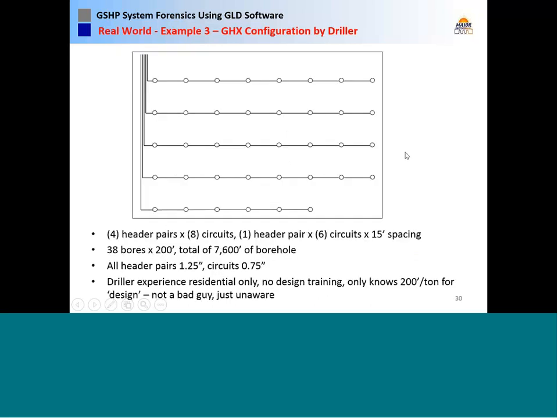We also looked at the loop field layout by the driller who had designed this with 200 feet per ton, and we had 4 header pairs with 8 circuits and 1 header pair with 6 circuits. We didn't like that. Things were not balanced very well. The driller's experience was with residential only, so he had no design training for commercial. He just was not aware of what he needed to know.